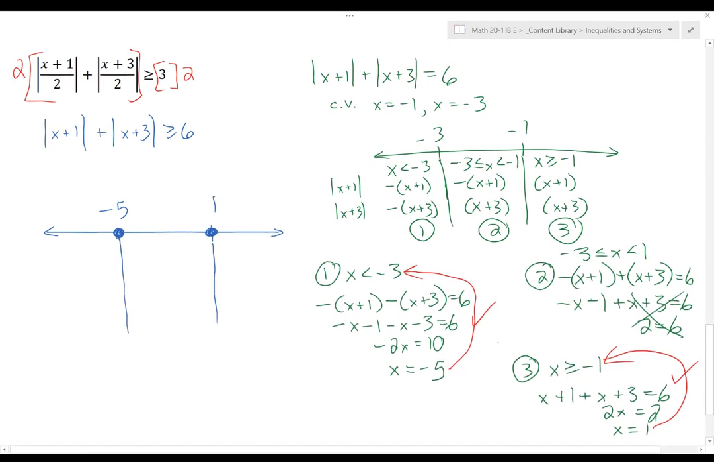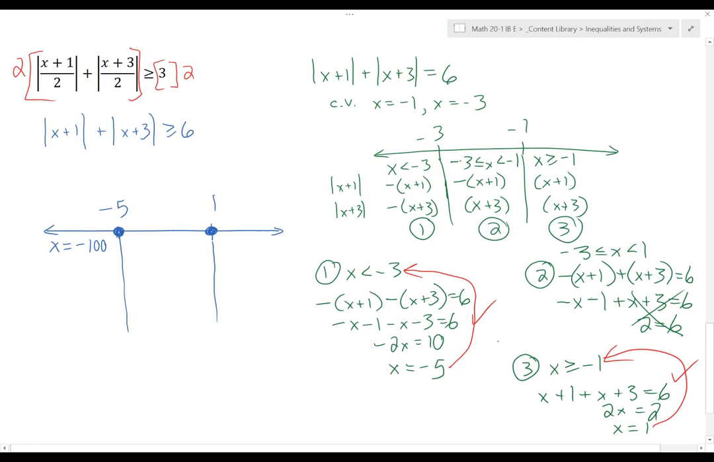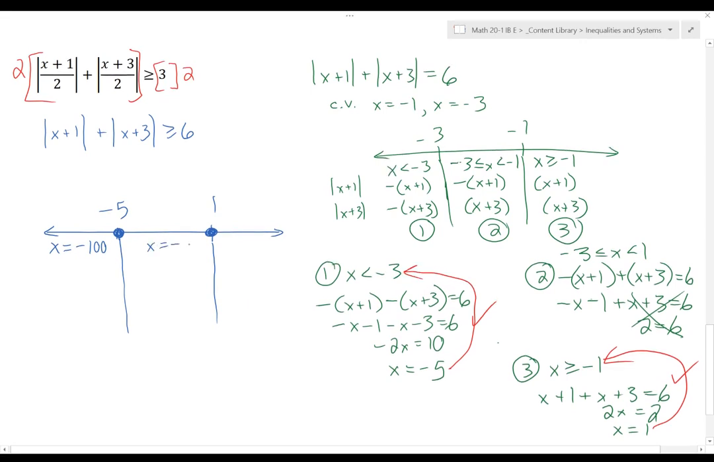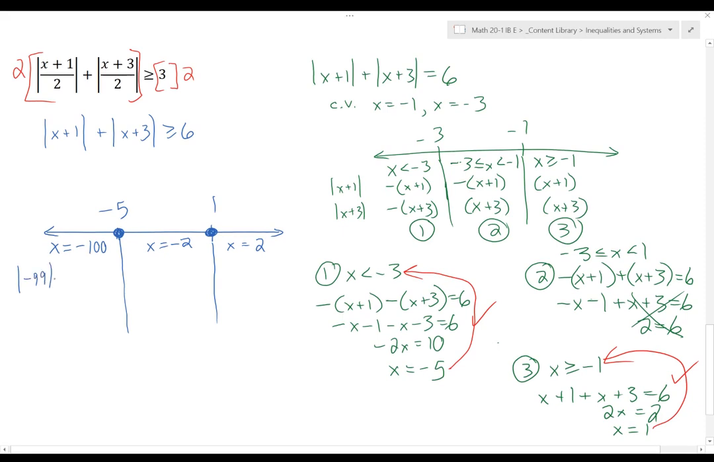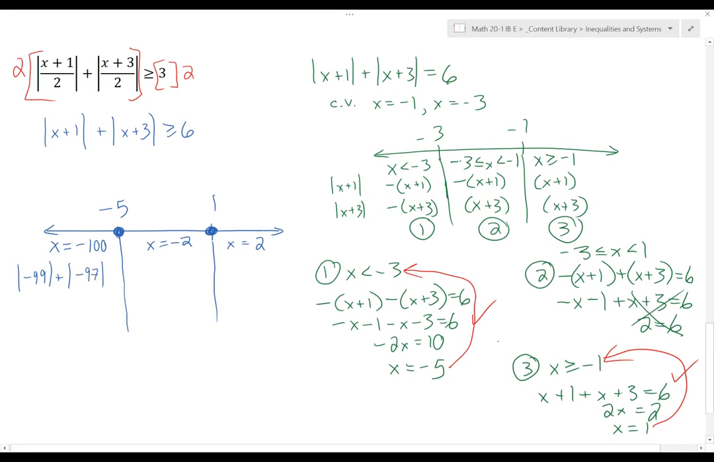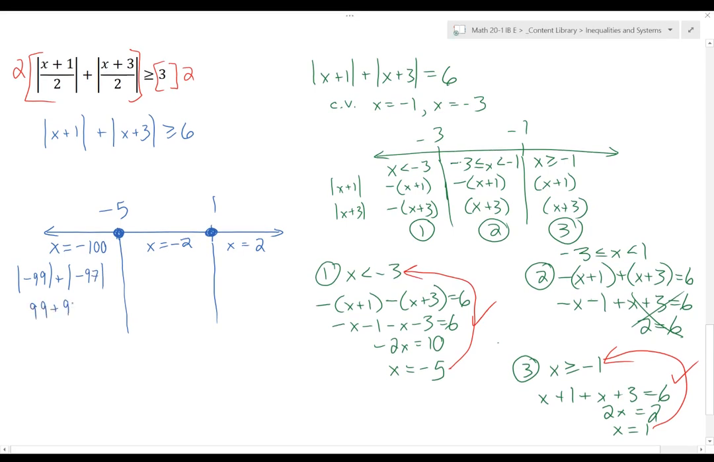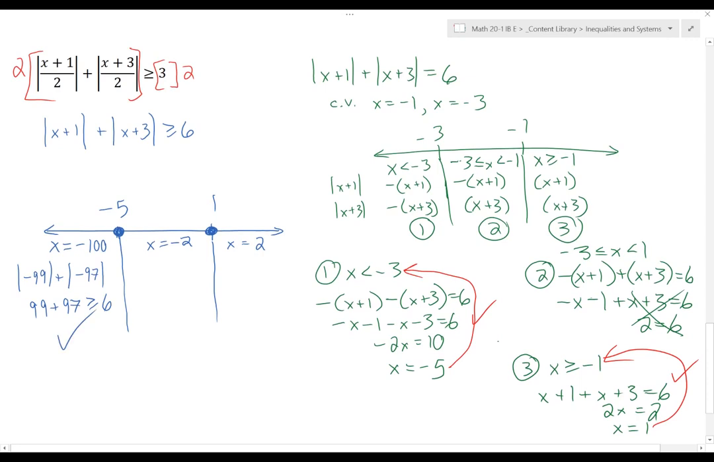So testing values, let's say x equals -100, x equals -2, and x equals 2 as an example. I can test in either the original one that had fractions or the one where I've gotten rid of the fractions. So I'm going to go with the one where I got rid of fractions. So I've got the absolute value of -100 plus 1, which is -99, plus the absolute value of -100 plus 3, which is -97. So 99 plus 97 is in fact greater than or equal to 6. So this interval is just fine.